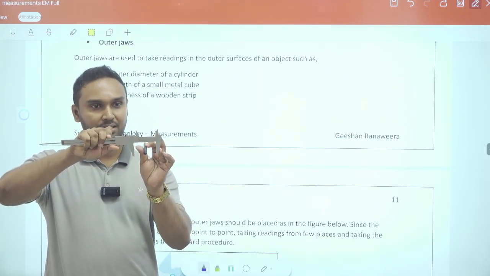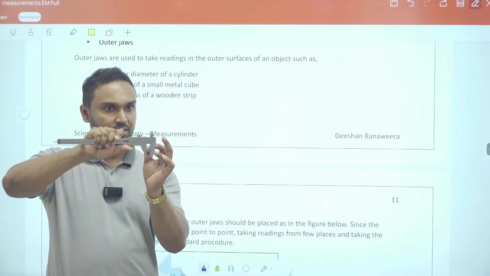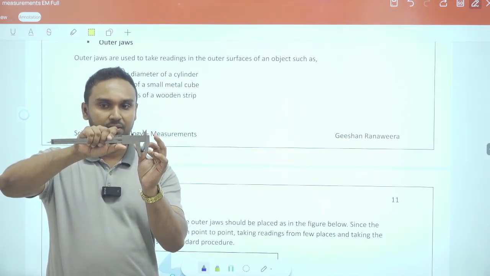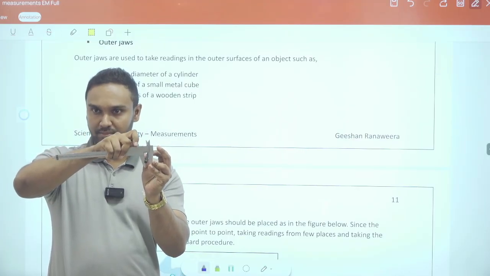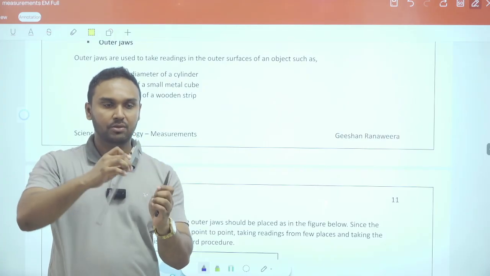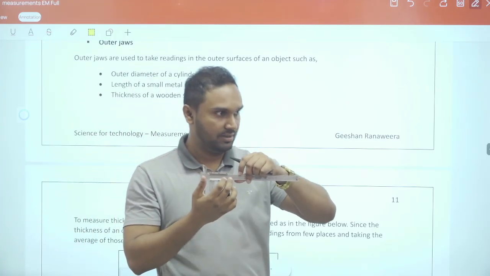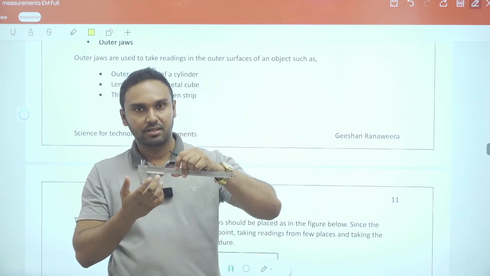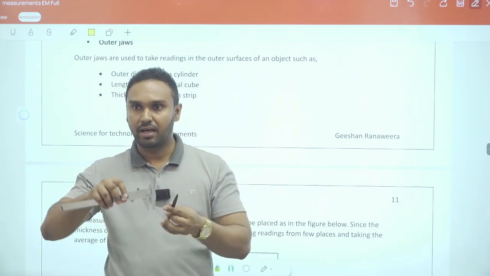You put the cylinder in between the outer jaws and you stick it between the jaws, like this. And what you have to do? You have to lock the screw before taking the measurement. Now it's locked, so it won't move, right? Now there's two scales. One is the vernier scale, the other one is the main scale. Using these two scales, you can take the measurement. That's how you take the outer diameter of a cylinder.